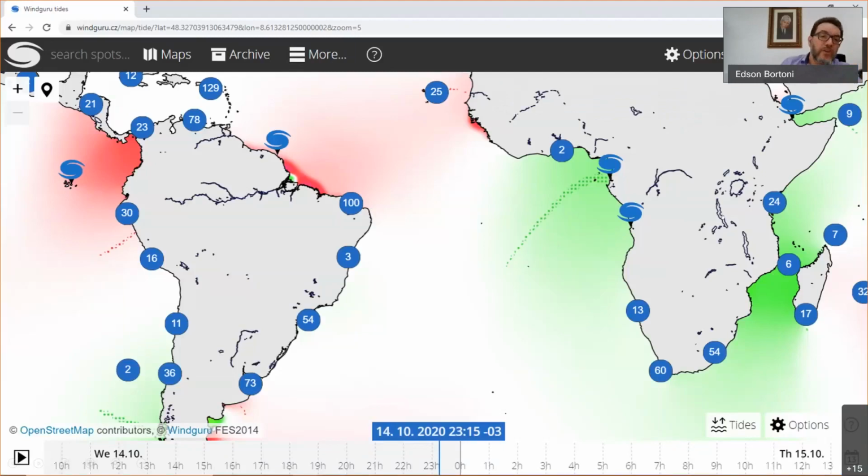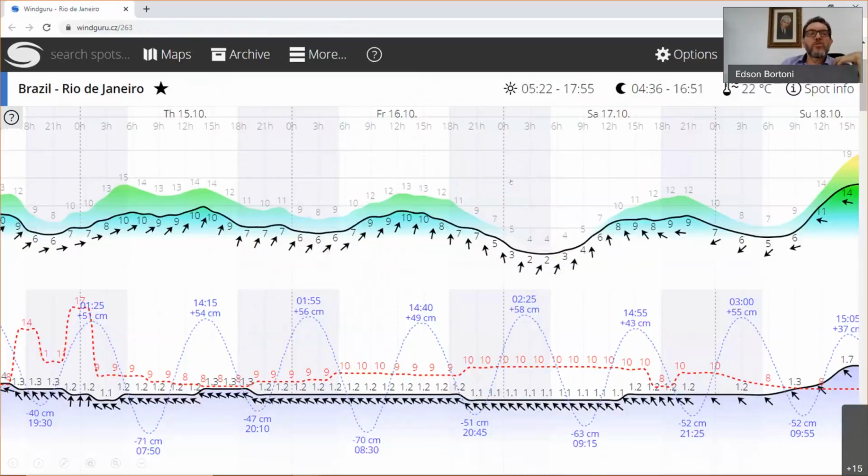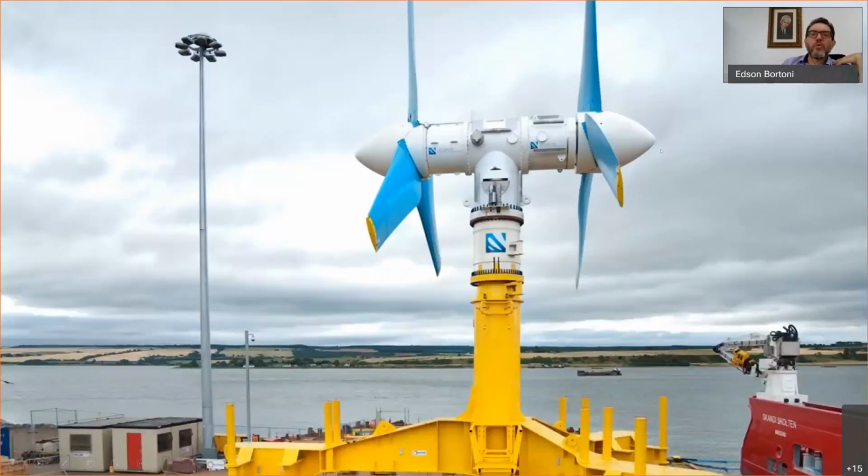There is a website with this data. This website is Windguru, that shows the tides. I will use Windguru later. So you may have two turbines. One turbine works when the flux is in one direction, and the other turbine can work when the flux is in the other direction.